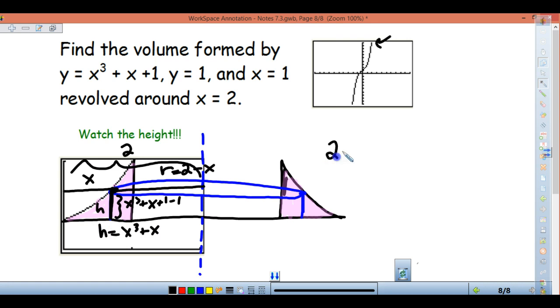So I go ahead and I'm going to have 2 pi. I'm revolving around a vertical line, so the thickness of the shell is an x thickness. My lower x bound is 0, my upper x bound is 1. The radius is going to be 2 minus x, and the height is going to end up being x cubed plus x, because remember it was plus 1 minus 1, and then dx.